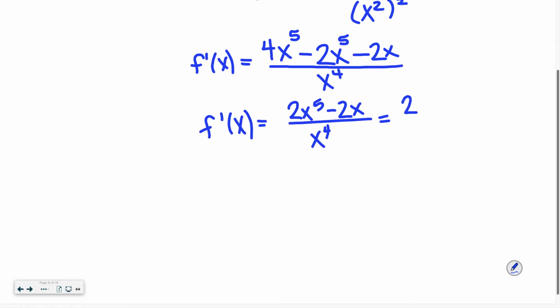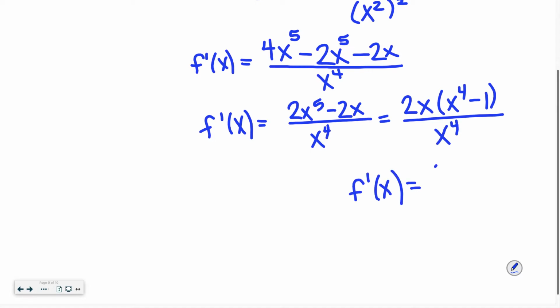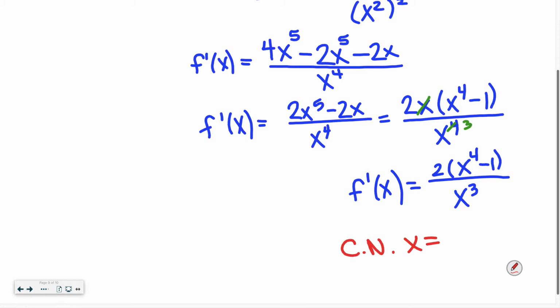Okay, so we can factor 2x out. Left over is x to the fourth minus 1, which means we can write our derivative as 2 times x to the fourth minus 1 all over x cubed. Okay, because this x can cancel out with one of these. Okay. All right, so our critical numbers. If our derivative is 0 and we set that numerator equal to 0.